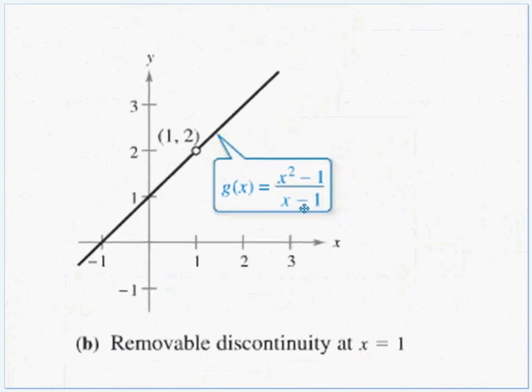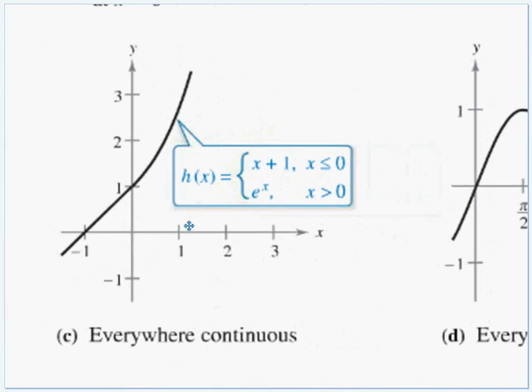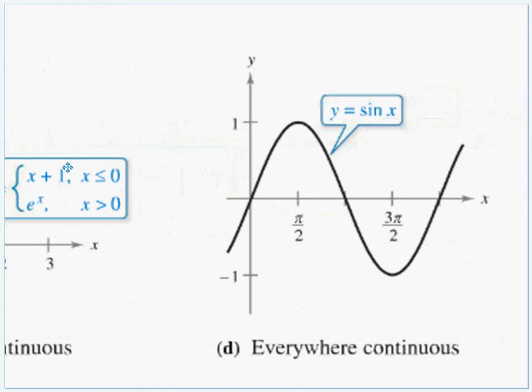B, remember we had a hole in the graph at 1, but this one we factored and canceled. So when we factored and canceled, we pave over that pothole. A little hole's nothing. A big gap like this is trouble. And here's the book's graph of their x plus 1 line and the e to the x graph.